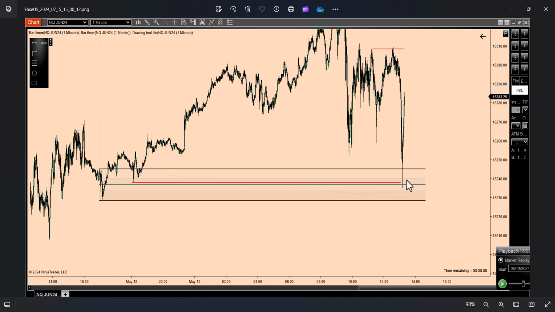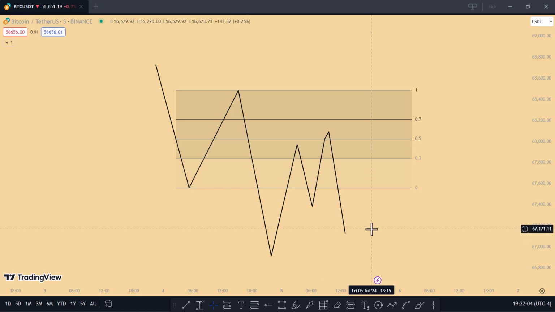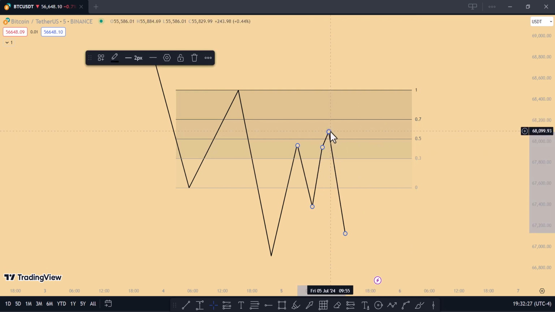So what you want to do is watch out for highs or lows near important levels: 30, 50, 70%. What you want to do next is wait for that liquidation of that high or low, the CSS confirmation, and then take your entry.